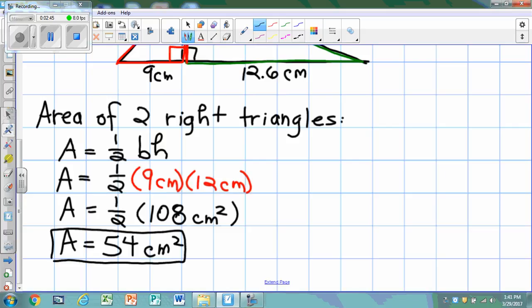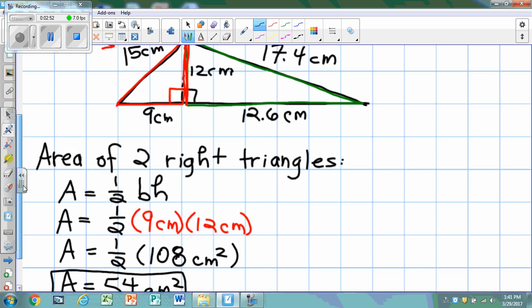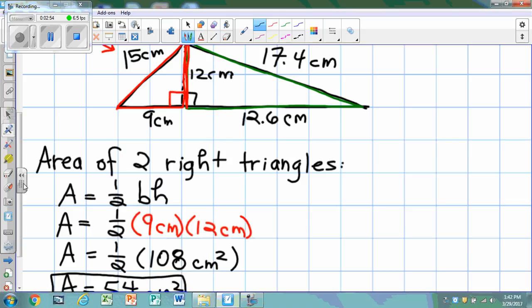You're absolutely right. Okay, let's go now to the green triangle, the triangle that I outlined in green, and do that one next. Tell me what the formula is we're using for it again. Area equals half base times height. That's right. All right, what is our base for this one? 12 and 6/10 centimeters. What is our height for this one?